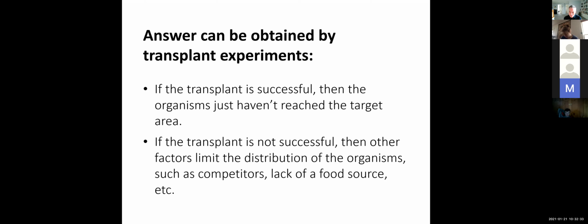If the transplant is not successful, that means that there are other factors that are limiting the distribution of the organisms, such as competition, lack of a food source, some of the other factors that we looked at when we were talking about distribution.